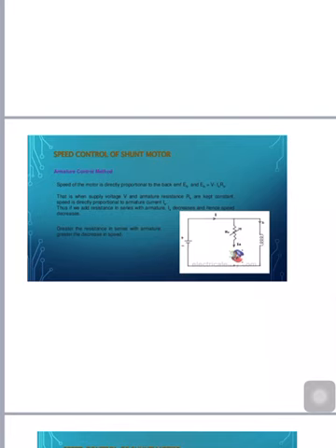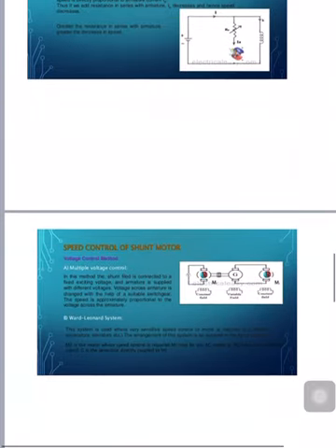Coming to the disadvantages, for this method a costly arrangement is needed, floor space is required, it has low efficiency at light loads, and the drive produces more noise. So this is about the armature control method. These are the advantages and disadvantages of the armature control method.